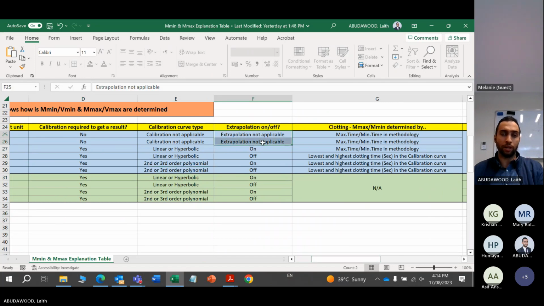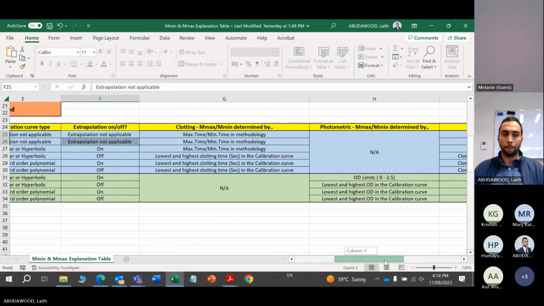Now, extrapolation is not applicable to clotting assays reported in seconds because we are not converting anything. So what am I extrapolating? There is nothing to extrapolate. Okay, now this is the important part for me.